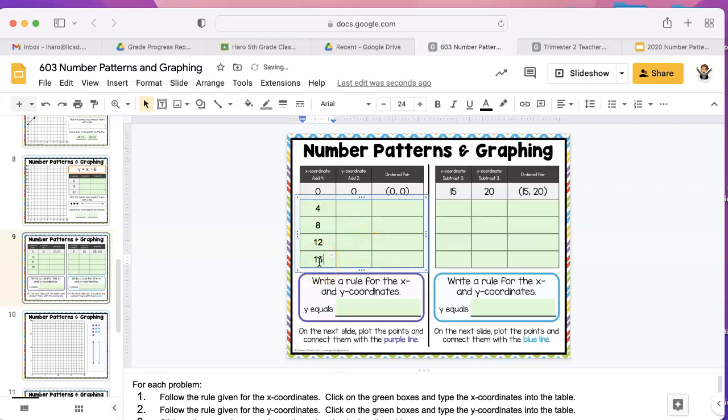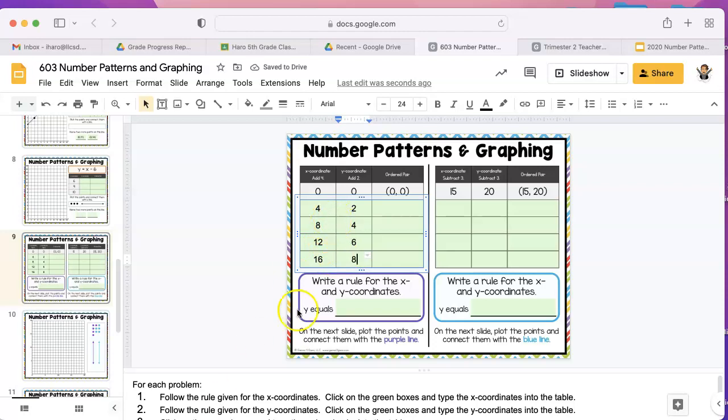Just in case you didn't understand what I just did, read right here. The x coordinate says add 4. 0 plus 4 is 4. 4 plus 4 is 8. 8 plus 4 is 12. 12 plus 4 is 16. And then for the y coordinate, guess what? You're going to add 2. So 0 plus 2 is 2. 2 plus 2 is 4. 4 plus 2 is 6. 6 plus 2 is 8. So you're going to have to find the rule here.